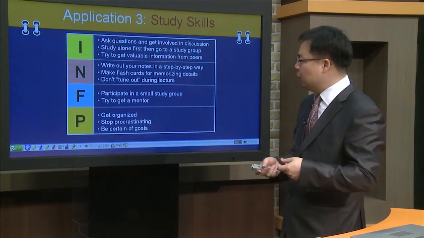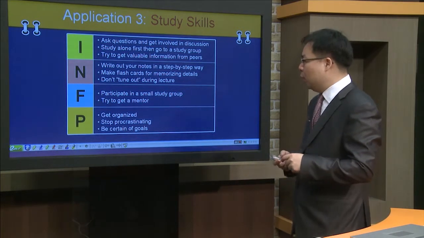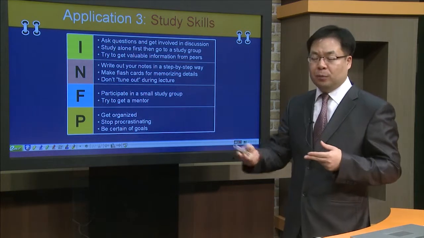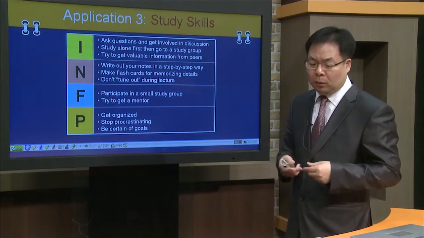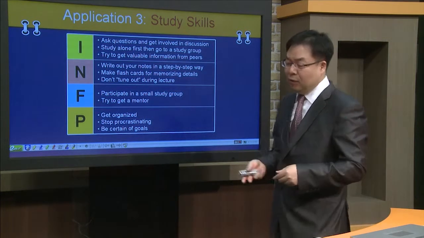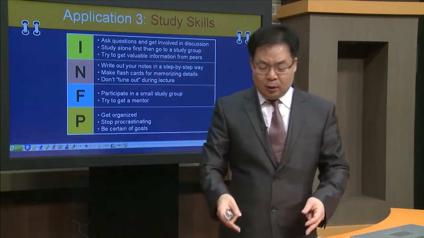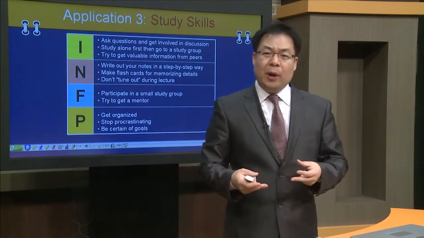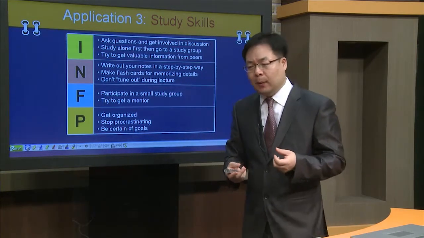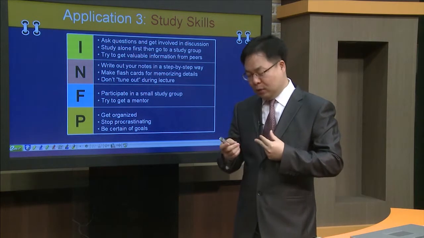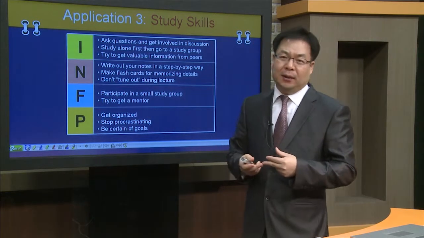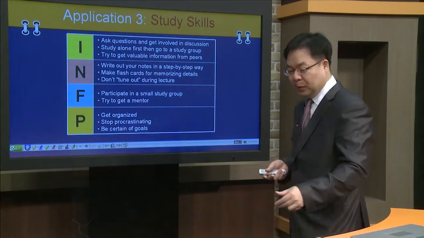Finally, a P person: get organized and stop procrastinating. Please submit on the due date and set a clear goal. So even study skills, in other words, even preparation, and different types of behavior are based on different personalities. So we can also apply this.